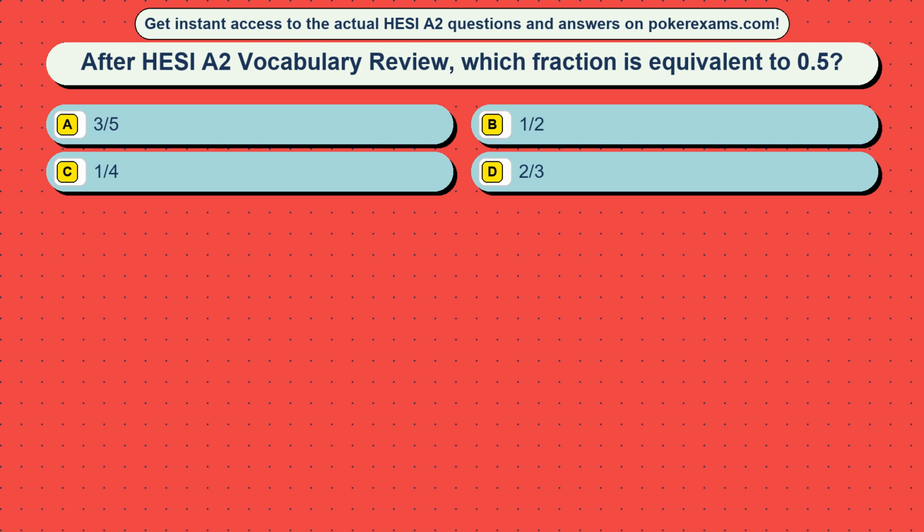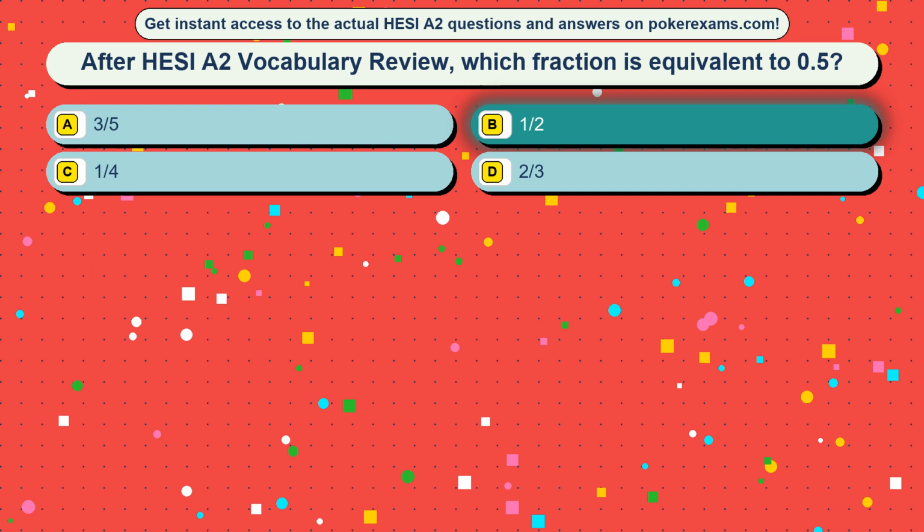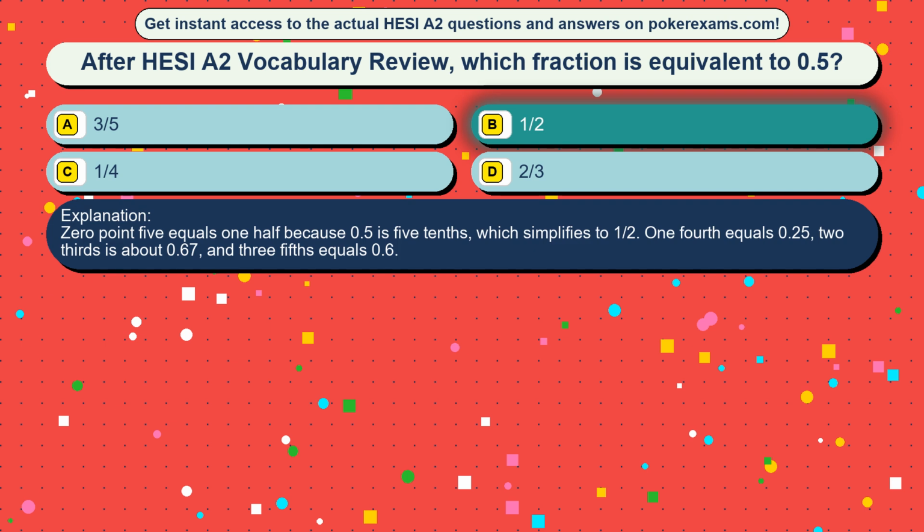Question 36. After HESI A2 Vocabulary Review, which fraction is equivalent to 0.5? Option A, 3/5. Option B, a half. Option C, a quarter. Option D, 2/3. The correct answer is option B, a half. 0.5 equals 1/2 because 0.5 is 5/10, which simplifies to a half. 1/4 equals 0.25, 2/3 is about 0.67, and 3/5 equals 0.6.